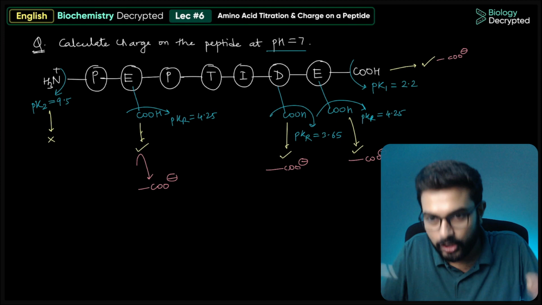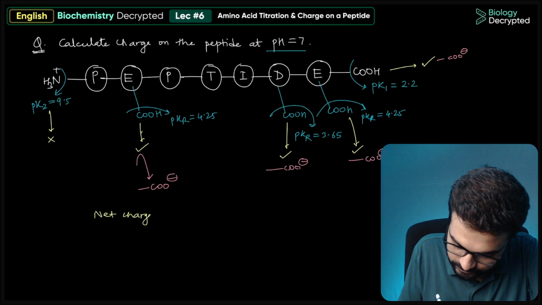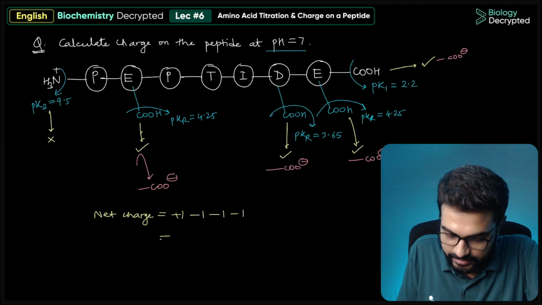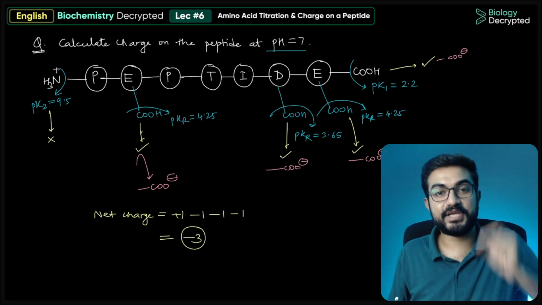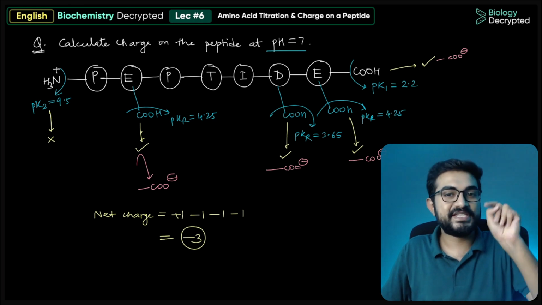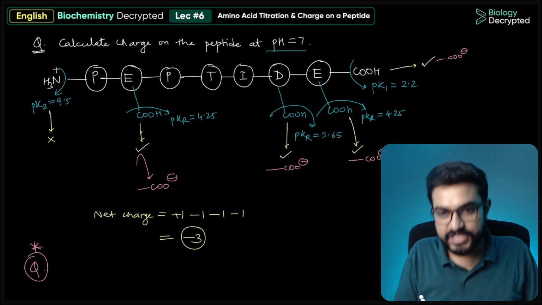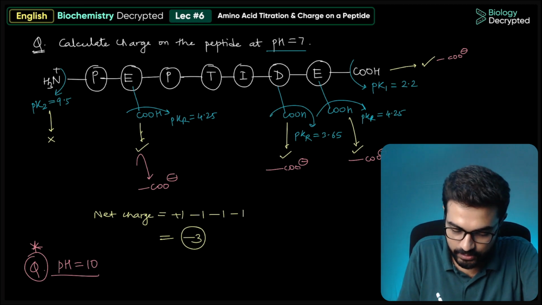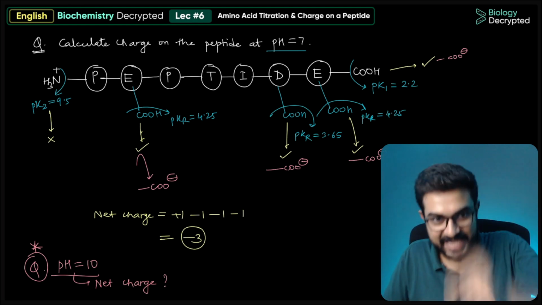So if you add all these to calculate the net charge, it will be given by +1, -1, -1, -1, -1, and this is how you get the net charge value as -3. And this is the net charge on this particular peptide, which is obviously named peptide as well, at pH 7. Now I have a question for you. The question is, at pH equal to 10, what will be the net charge on this same peptide?